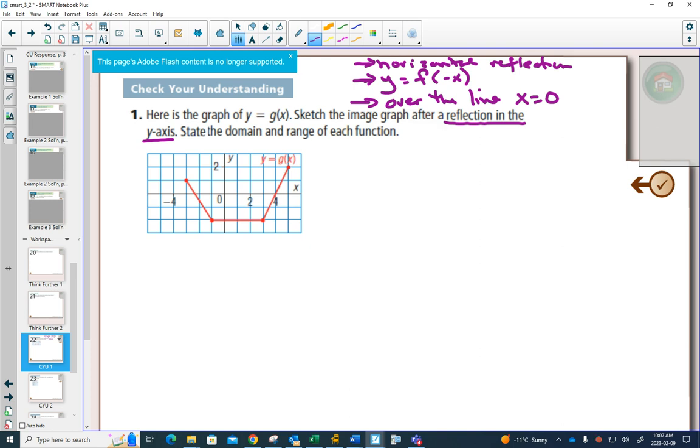And I'm also going to write over the line y equals 0. The reason I'm writing all 4 of these things is I've seen on final exams, on provincial exams, on quizzes, that the same question gets asked with any one of those 4 things. I could ask you to reflect over the y-axis. I could ask you to draw the transformation y equals f of negative x. I could ask you for a horizontal reflection. I could ask you to reflect over the line x equals 0. There are 4 different wordings for the same thing, okay?